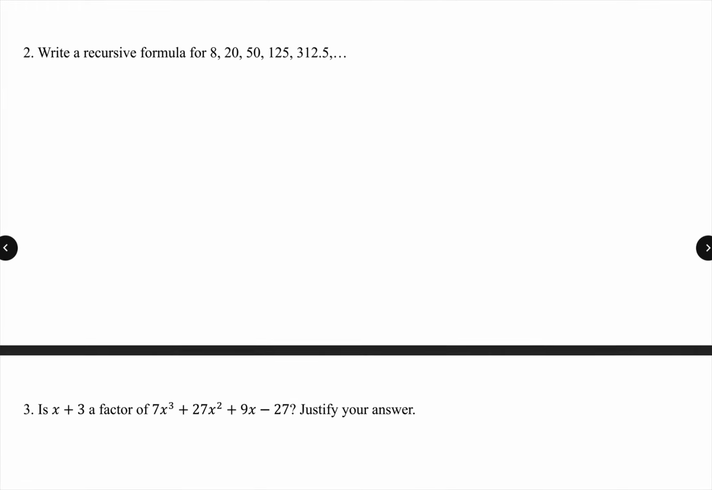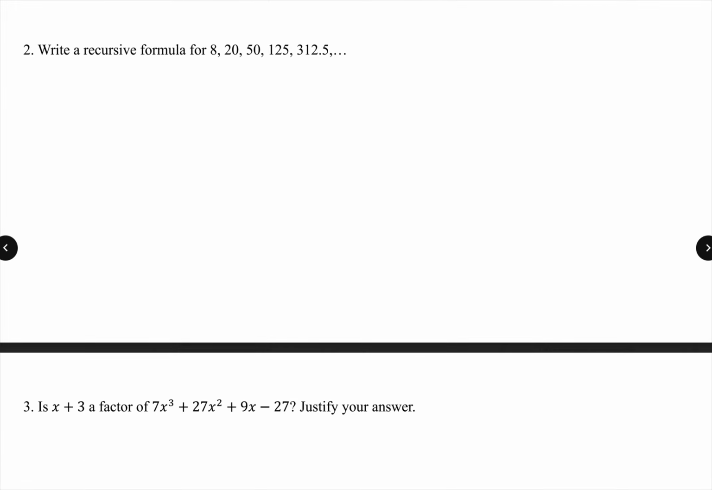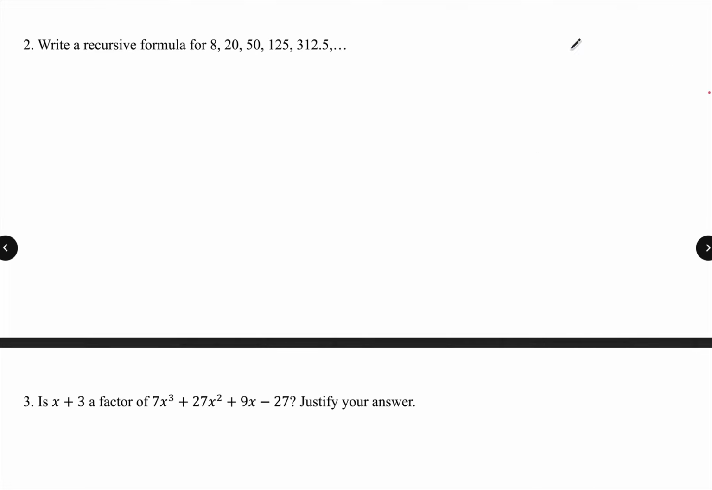Going on to number 2. Write a recursive formula for this sequence: 8, 20, 50, 125, 312.5. We did not do this in class, but the idea is you always want 2 pieces for a recursive formula. The first thing is you got to know what a of 1 is. We're always starting with a of 1 is 8, because that's the first part of my sequence.